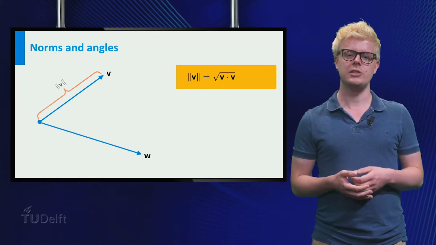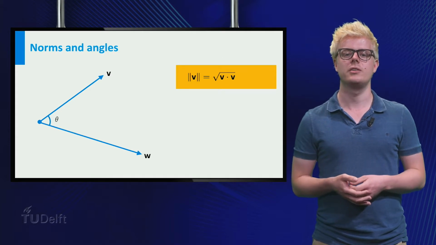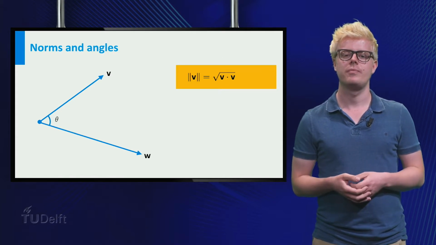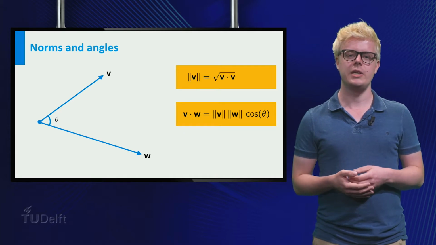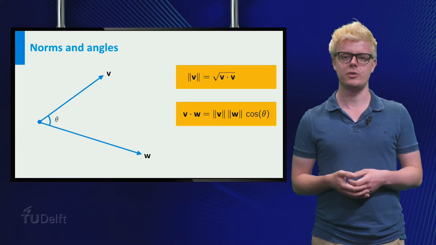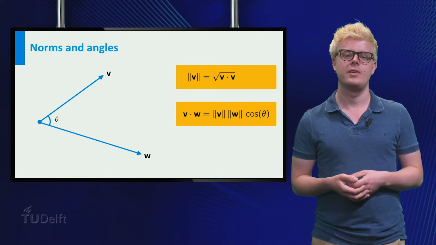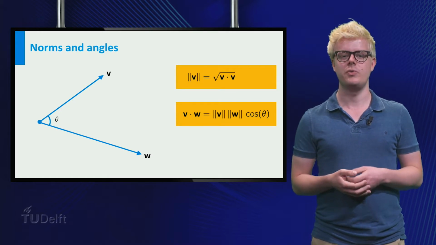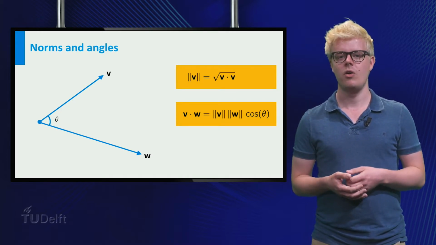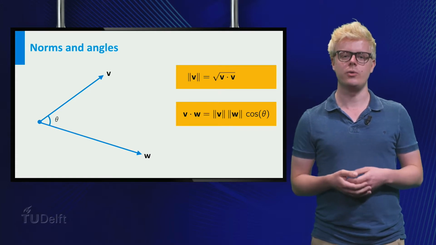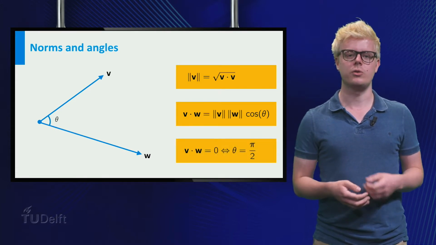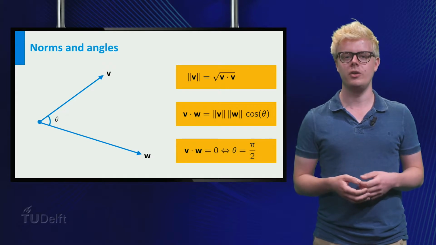Finally, there is a surprising relation between the dot product of two vectors and the angle between them. The dot product of two vectors equals the product of the norms times the cosine of the angle between them. This relation can be used to find the angle between two vectors. Also, you can use it to detect orthogonality. Two vectors are orthogonal precisely when their dot product is equal to 0.